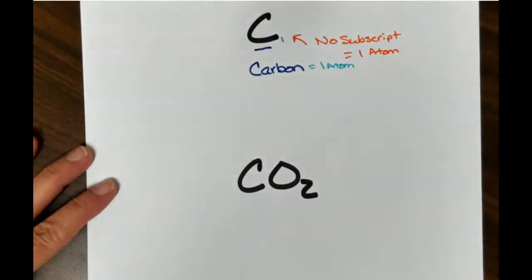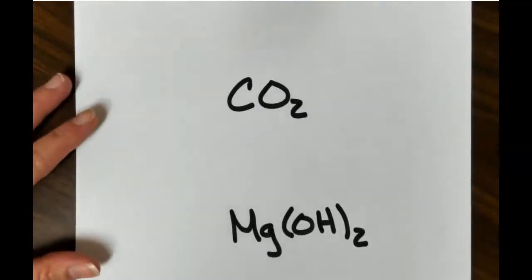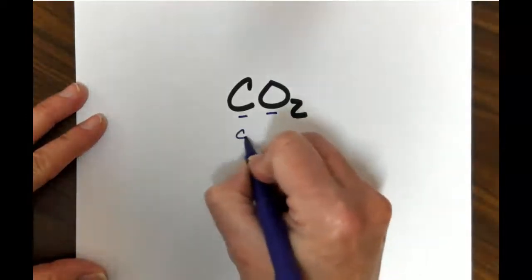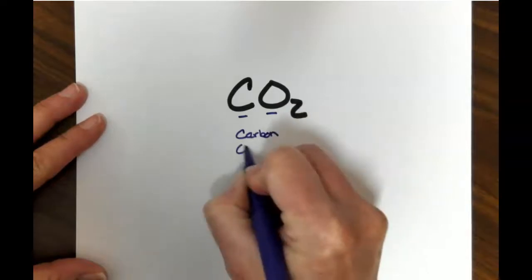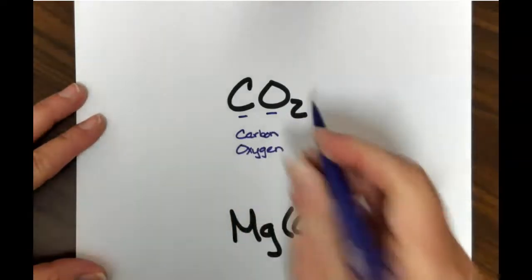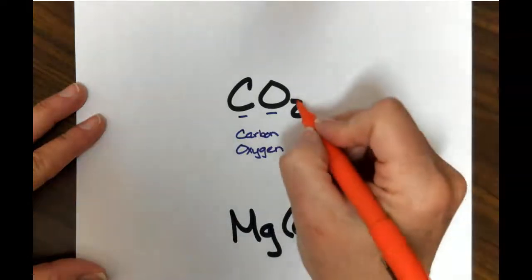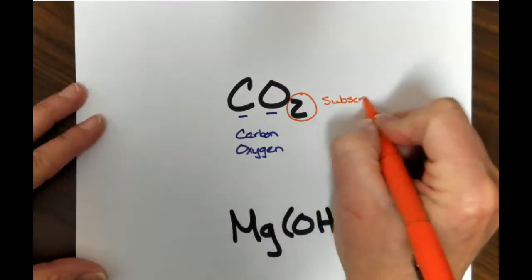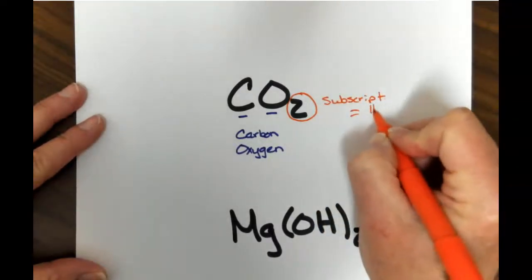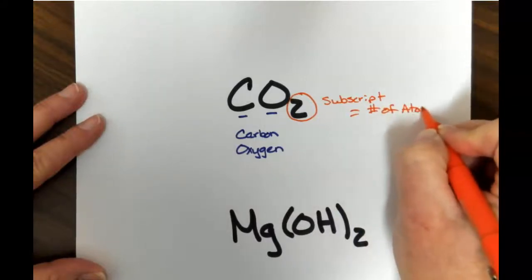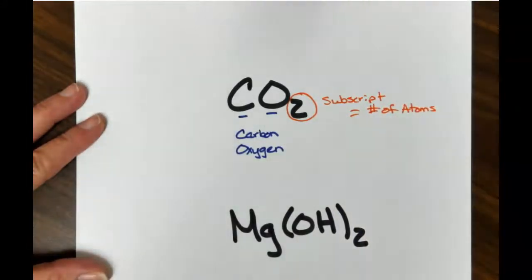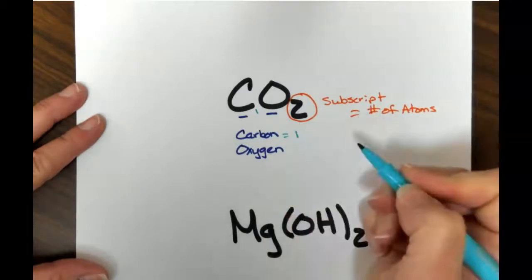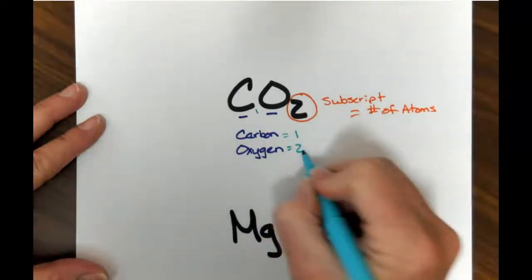Now, if we look at the next scenario, CO2. Going through the same steps, identify the elements. So we look for the capital letters. In this one, we have carbon and we have oxygen. The next step, looking for the subscripts. We do have a subscript. This subscript is going to tell me the number of atoms. So if I look at this formula, in carbon, I don't have anything, so again, assume it to be 1. Oxygen has a subscript of 2, so it is 2.